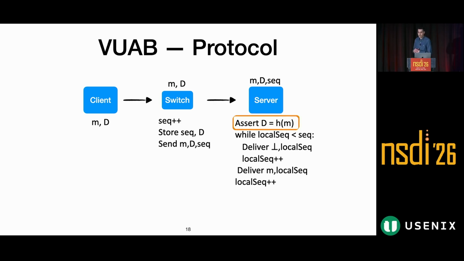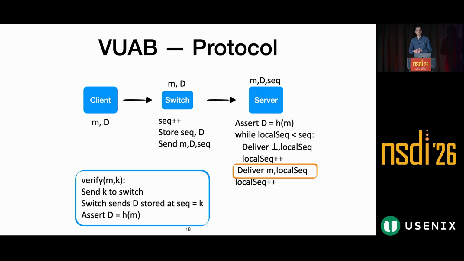When a server receives a message, it first checks that the digest actually matches the message. And this is important because the switch does not do that, and also clients may be Byzantine, so they may send incorrect digest values. It can then deliver bottom for every missed message, and finally it can deliver the message locally. It can also verify that a message is indeed the kth message by sending the sequence number k to the switch. The switch can then send the stored digest to the server, and the server can check that the digest matches the message.